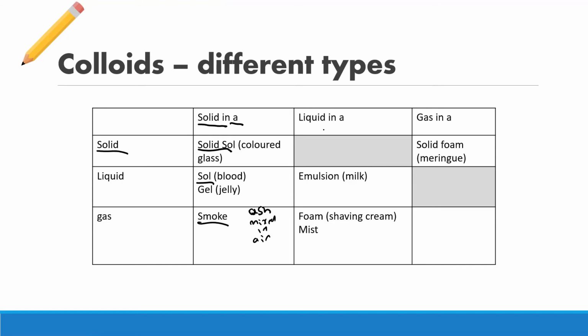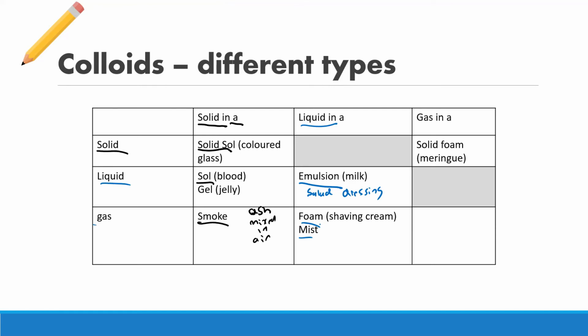Let's look at the other ones. A liquid in a liquid makes something called an emulsion. An emulsion is like when you've got two liquids mixed together. Milk is one, you've got salad dressing, and so on. And then we've got foam. Foam is a liquid mixed with a gas. You've got foam and mist, both sort of fit in here.